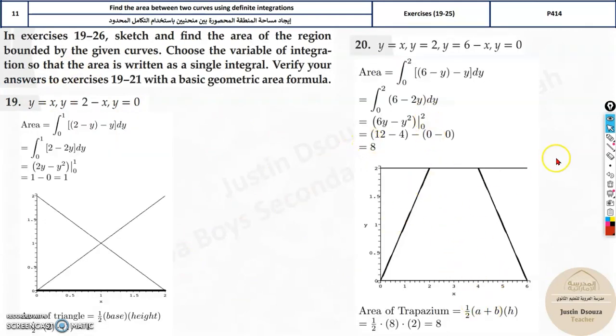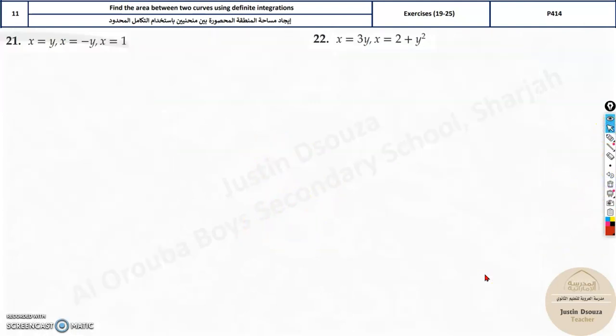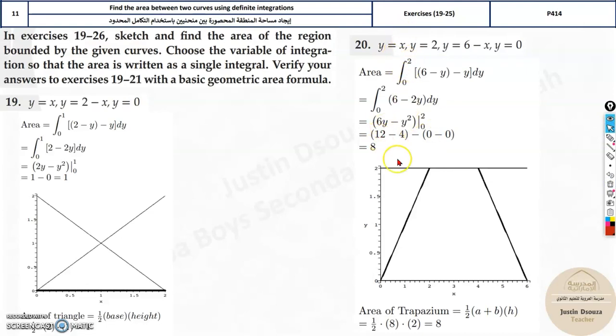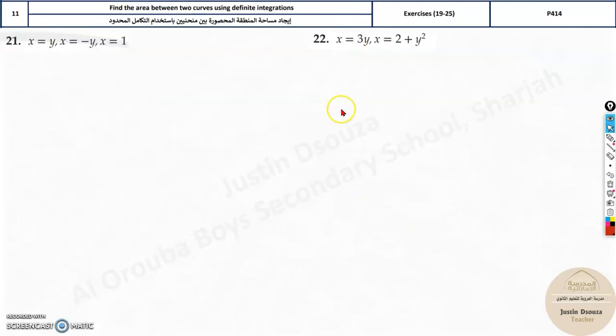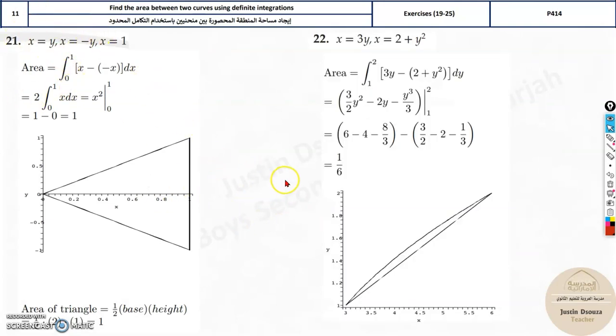And over here, this is a trapezoid. Trapezoid means if you have a triangle and you remove the top part, the remaining part is a trapezoid. You can use this formula over here and solve it. Similarly, you can compare it. It'll be the same. So these are the answers over here. You can quickly go through them, just the method which I just told you, and then you can easily solve.